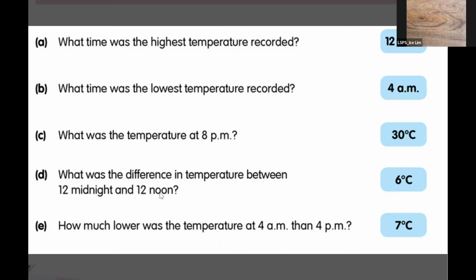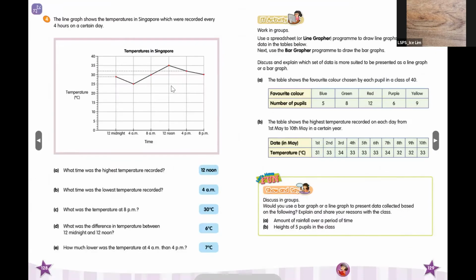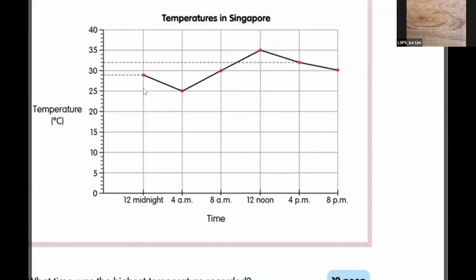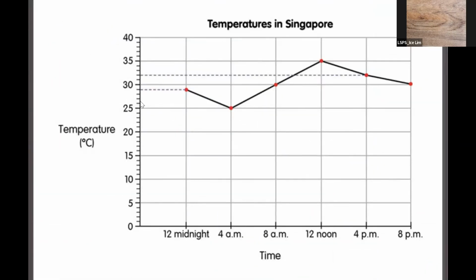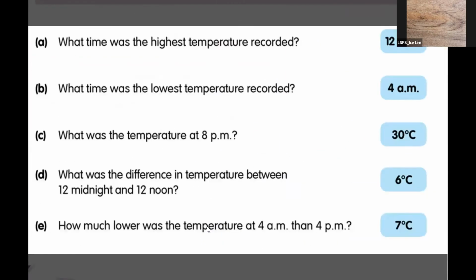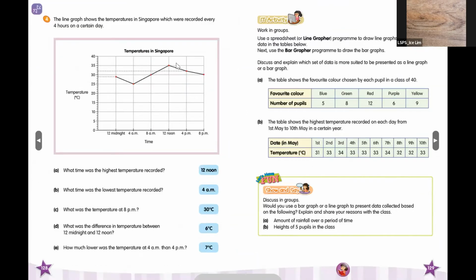The difference in temperature between 12 midnight and 12 noon. It says here 12 midnight is over here, 29 degrees Celsius. 12 noon is 35. So I can just do 35 minus 29 degrees Celsius. So 12 noon minus 12 midnight, 35 minus 29, you get 6 degrees Celsius difference. Is it easy? Okay? I understand, right? And then how much lower?